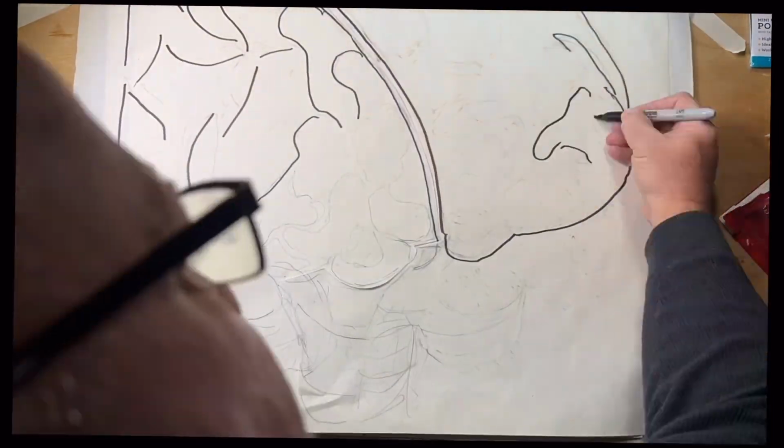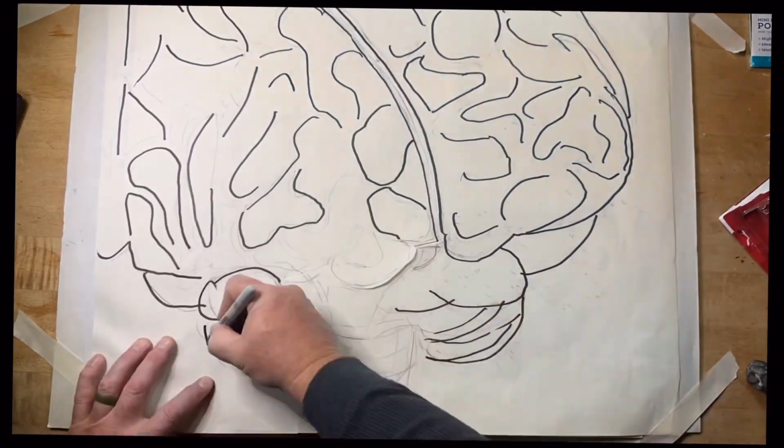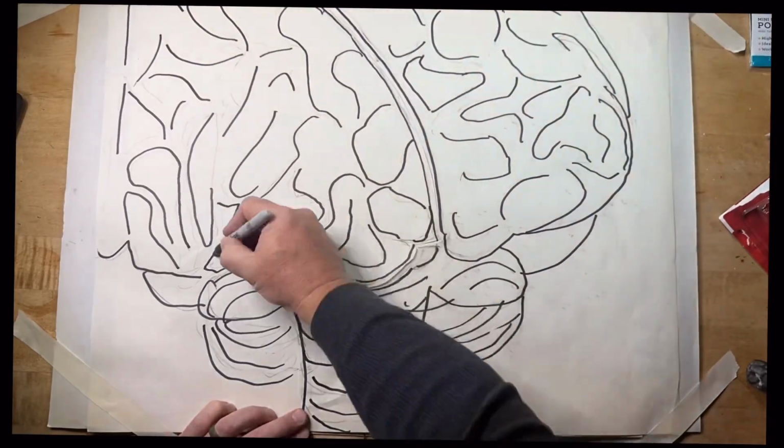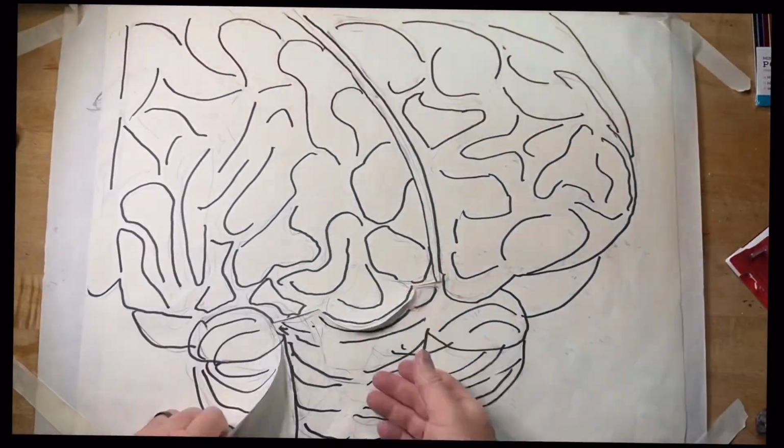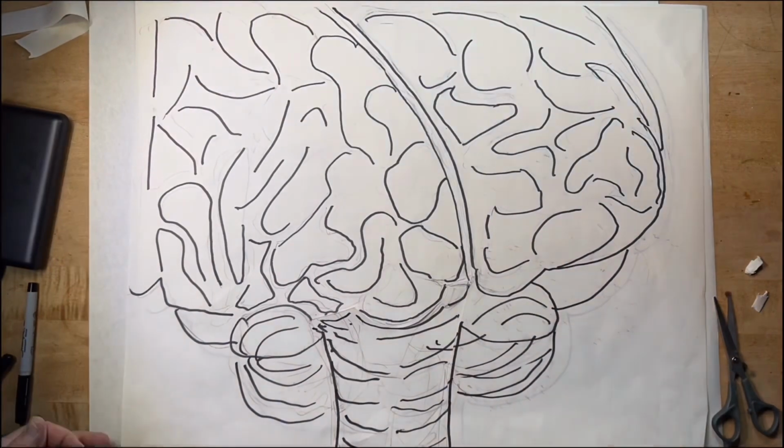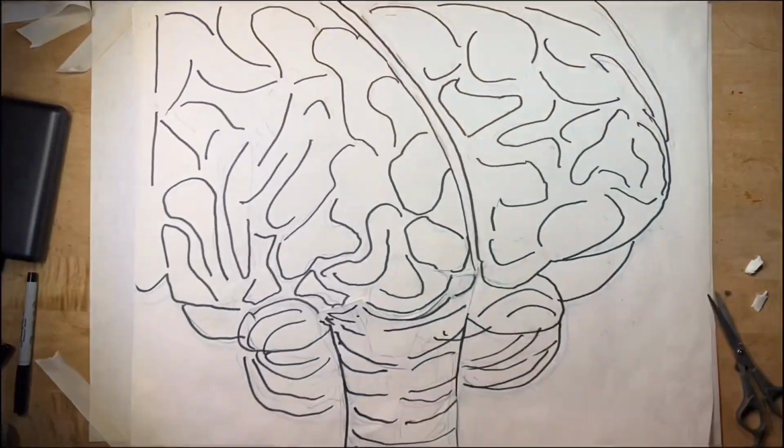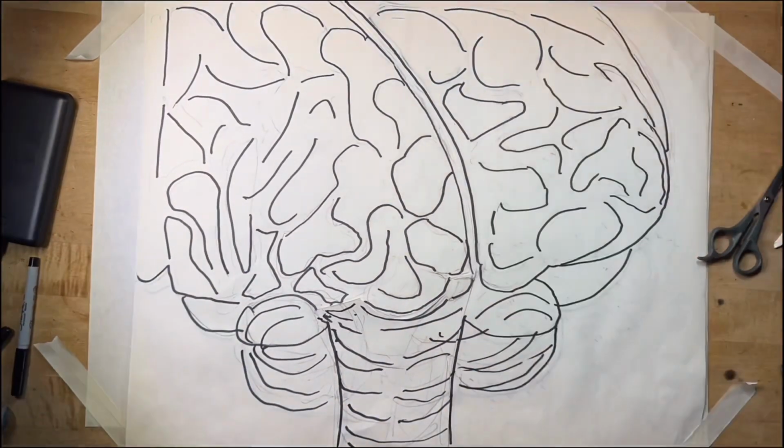All right, here we go. We've got a drawing of the brain here. You can see both the hemispheres. Then coming out the bottom, you can see the spinal cord. And beside the spinal cord, you can see the cerebellum, or the rear bottom part of the brain.